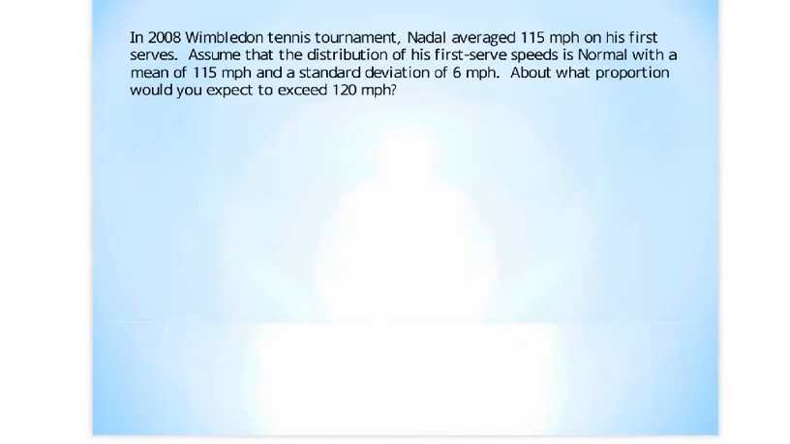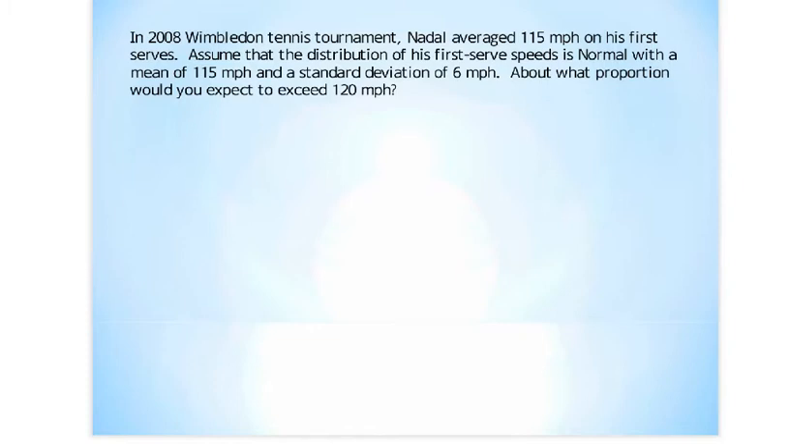In the 2008 Wimbledon tennis tournament, Rafael Nadal, I never say his name right, averaged 115 miles per hour on his first serve. I don't want to get hit by his tennis balls. Assume that the distribution of his first serve speeds is normal with a mean of 115 and a standard deviation of 6. About what proportion would you expect to exceed 120 miles an hour?